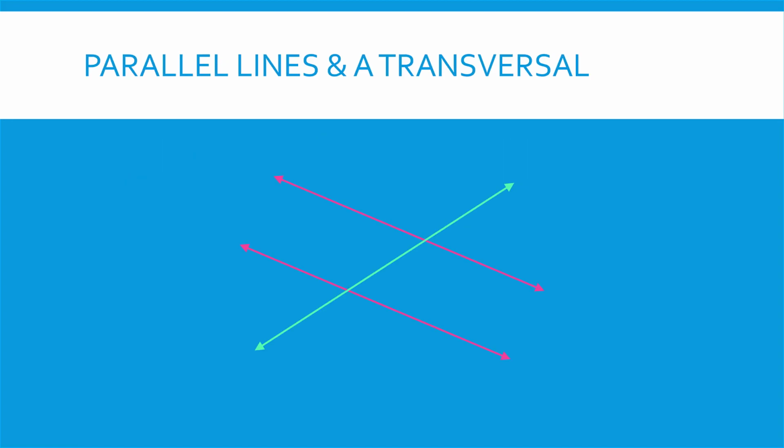So first, let's talk about what parallel lines are and what a transversal is. Parallel lines would be these pink lines in the diagram, where they run side by side, but they will never intersect. They're kind of like railroad tracks. A transversal is just a fancy word for a line that crosses those parallel lines, or a line that will intersect them. So in this example, the mint green line would be our transversal, because it crosses both of those pink parallel lines.